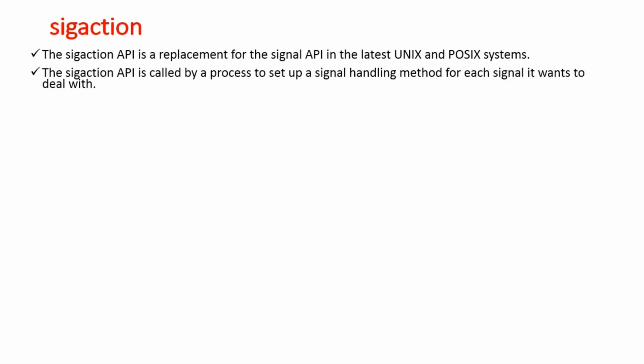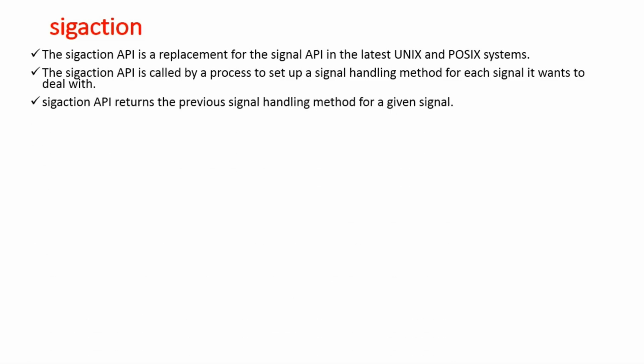The sigaction API is called by a process to set up a signal handling method for each signal it wants to deal with. So here you are using the sigaction API just to set up a signal handling method to handle any signal generated. The sigaction API returns the previous signal handling method for a given signal. So it returns the previously handled signal handling method.